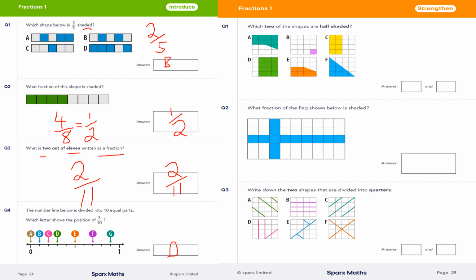Okay, the next part, looking at some fractions. Which two of these shapes are half shaded? Well, that will be C and also F. So C and F.